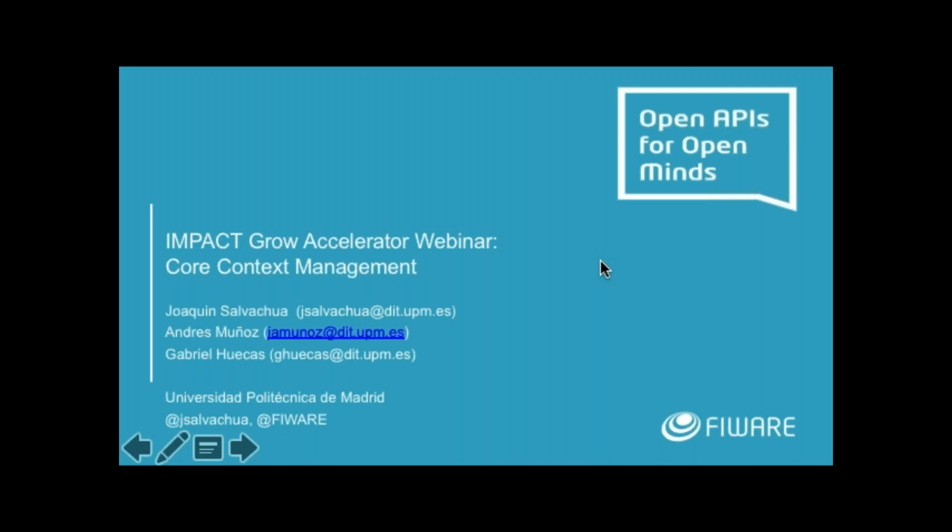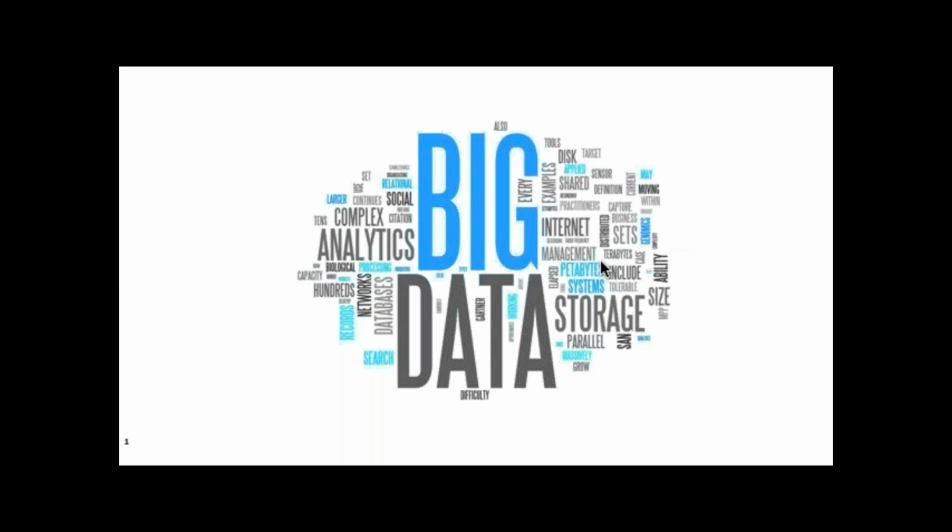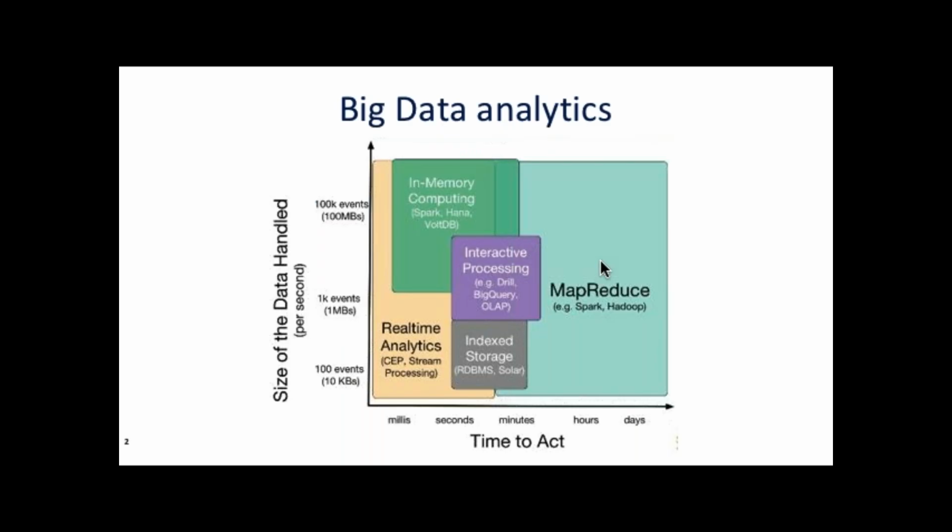So our talk today will be about the Impact Growth Accelerator webinar on the core context management. As you know, the core context management is the one that is taking care of the NGSI standard. And with this, we have several ways of handling this kind of things. Most of them, in our case, are related to big data analysis, in order that you can perform all kinds of analysis, or also complex event processing or whatever, using the tools that we are going to introduce to you.